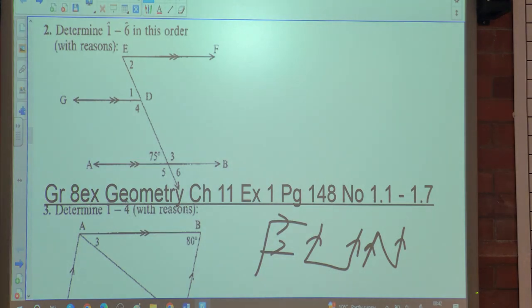Determine angle 1 to 6 in this order with reason. Everything geometry, we need to give these. Okay.